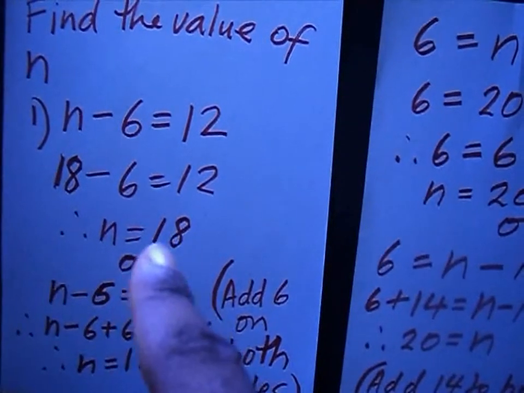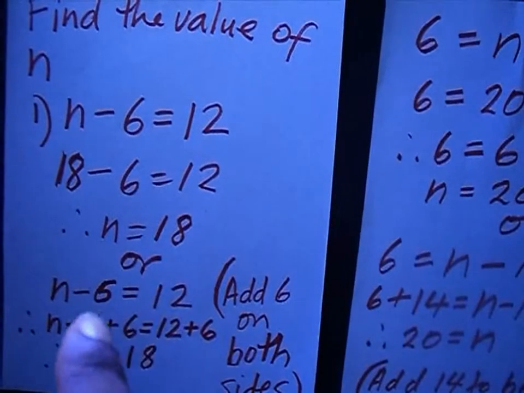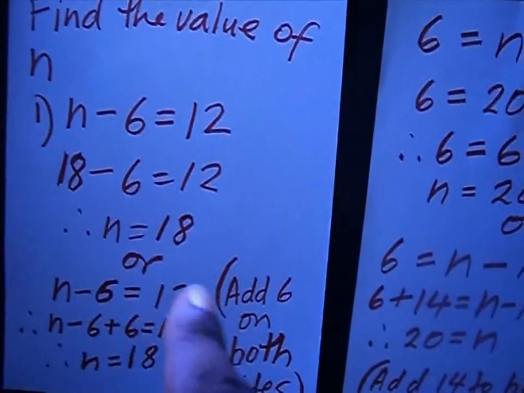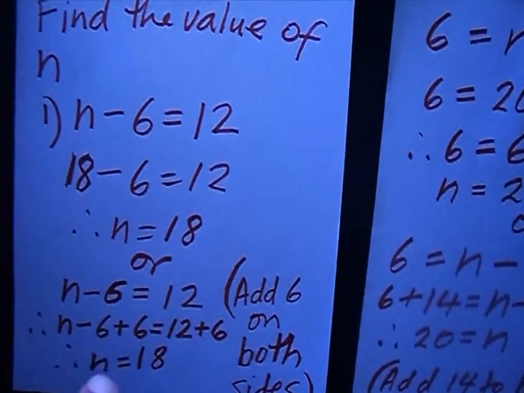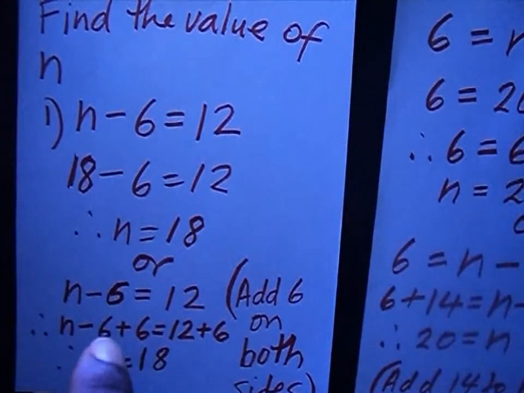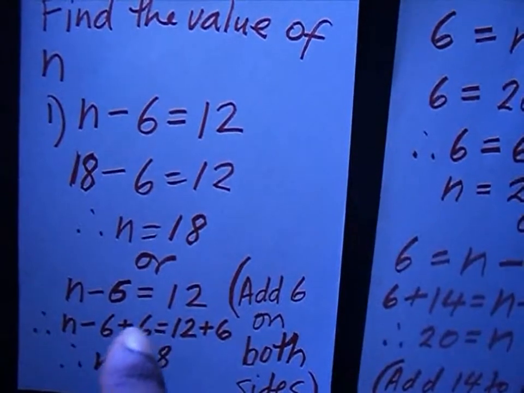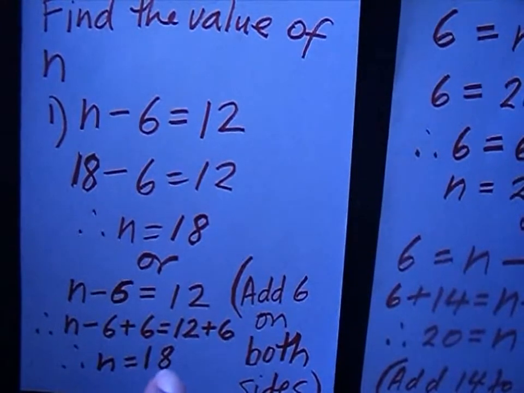Or what you can do, you have n minus 6 is equal to 12. Since there is a subtraction sign, minus 6, you're going to add 6 on both sides to get rid of that 6. Negative 6 plus 6 will give you 0. So n will be by itself, and n is equal to 18.